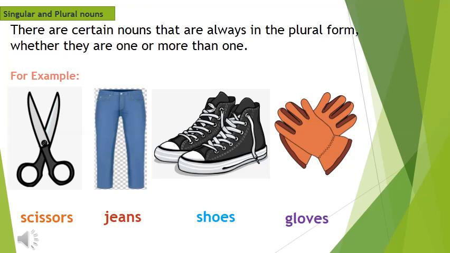Jeans. Jeans has two parts, so it will also always be in the plural form. Shoes. Shoes will always be in the plural form. Even if you end up buying one pair of shoes, the reason is that you have two parts, one for the left and one for the right foot. Gloves. Gloves are always going to be in plural form.